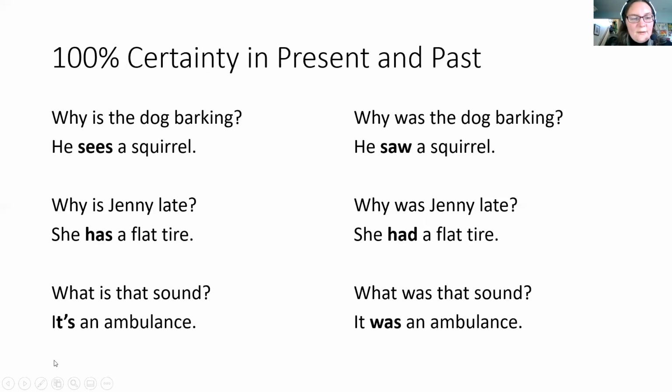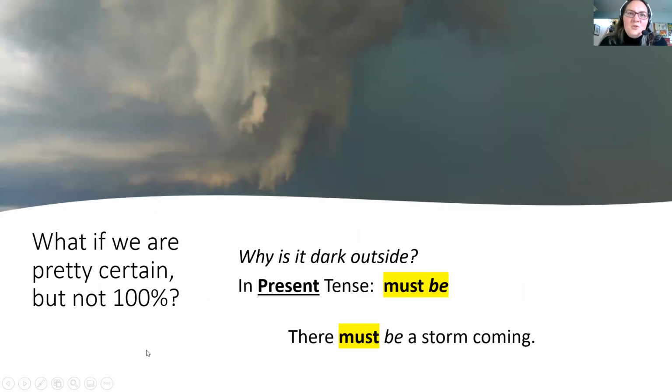What is that sound? It is an ambulance. It's an ambulance. Is being the present tense. What was that sound? Was being past tense, of course. All right, but we're not always 100% certain, are we? No, not at all. Sometimes we are just a little bit less than 100% certain.